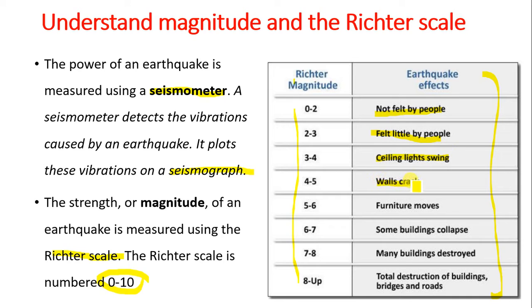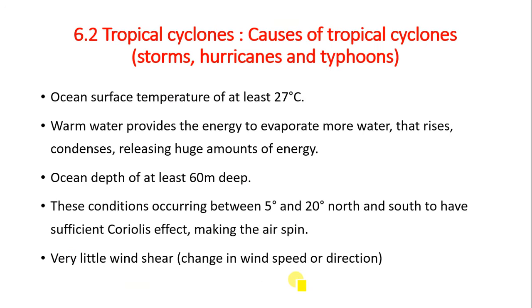4 to 5, wall will crack. 5 to 6, furnitures move. 6 to 7, some buildings will collapse. And 7 to 8, many buildings destroyed, and total destruction of buildings, bridges, and road if the magnitude of the earthquake is from 8 and above.